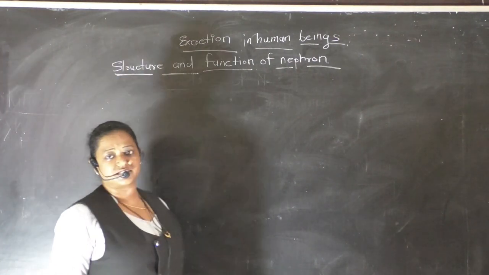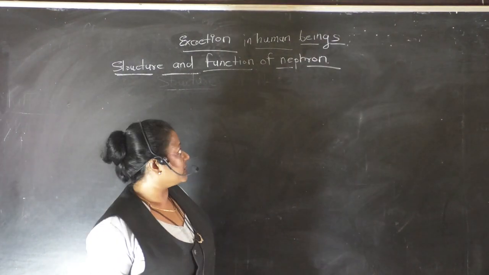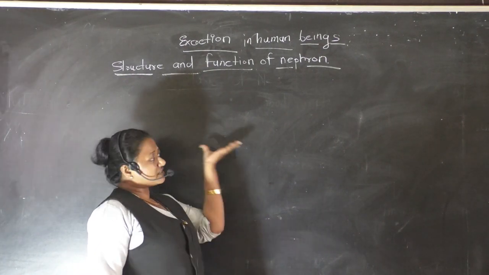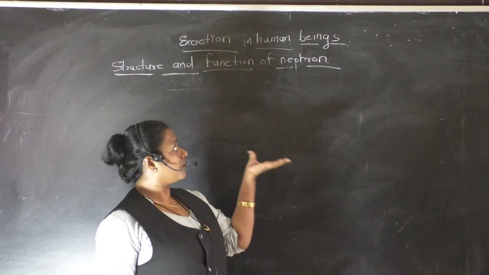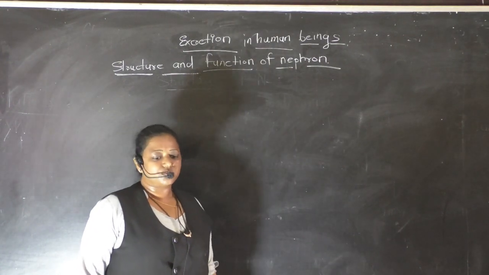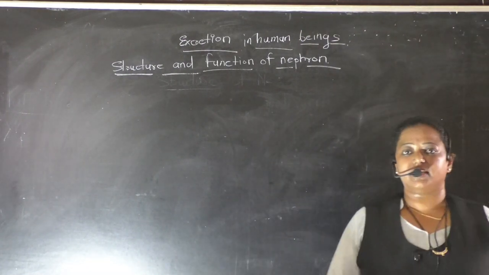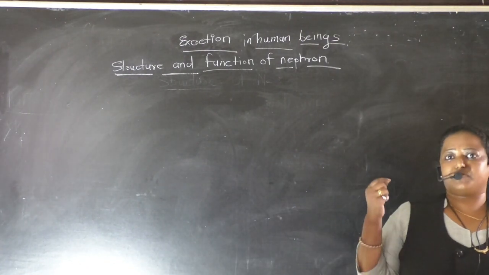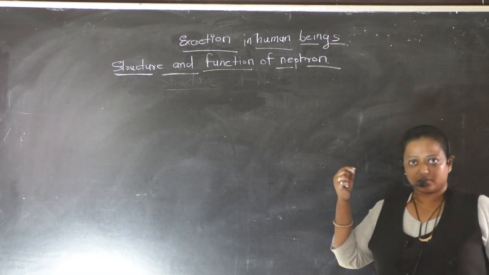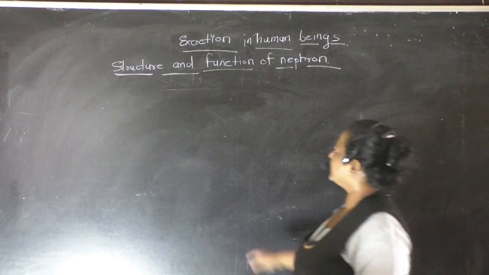Most of the life processes we are going to see are in the case of human beings only. So we have seen excretion in human beings, and the basic filtration unit in our body, that is the kidney. The structure of the kidney we have also seen. But now we are going to see the basic fundamental unit of the kidney and its structure, and the name of that unit is the nephron.